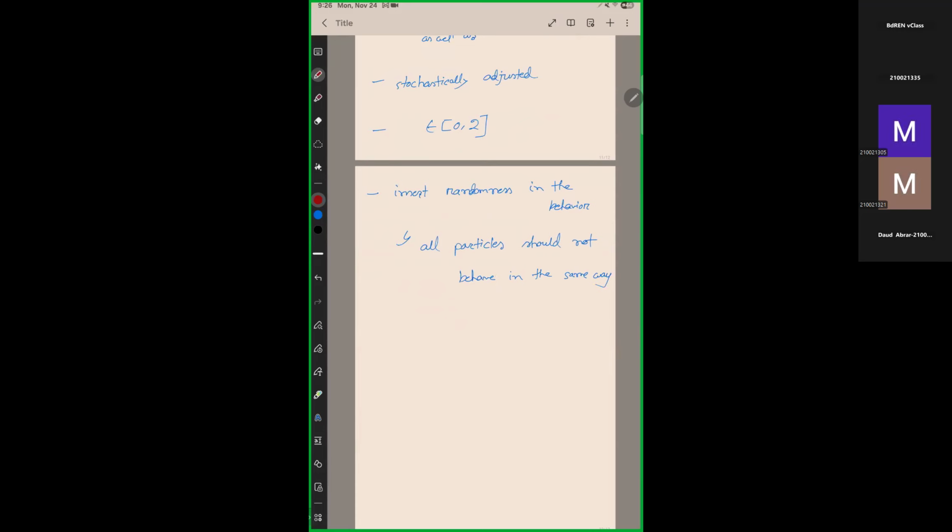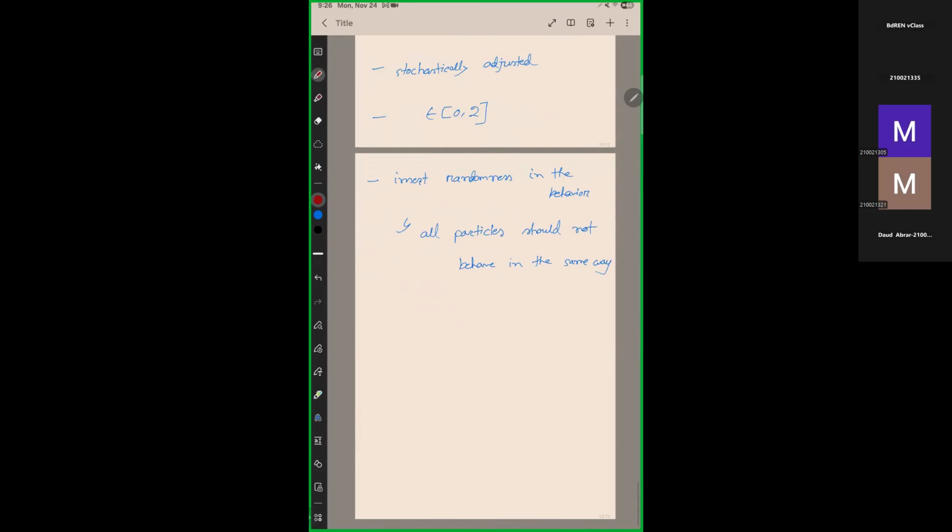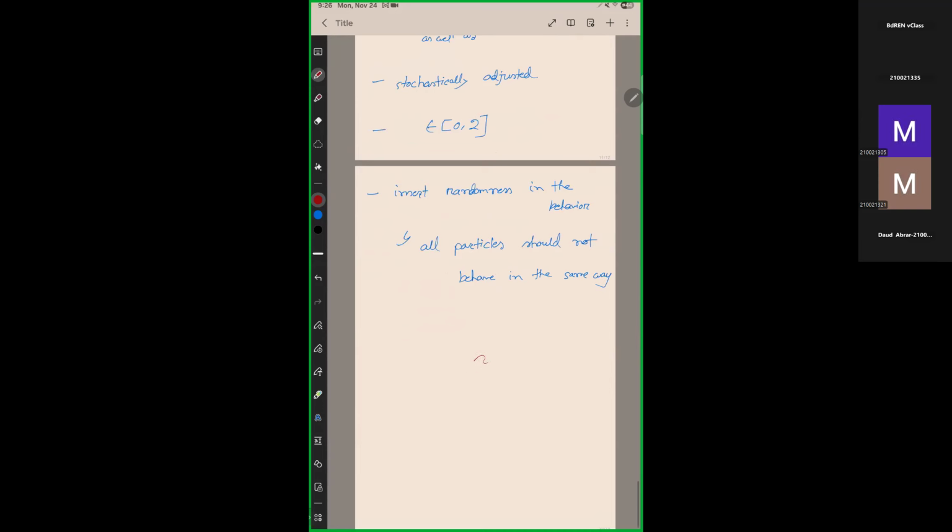To fully understand this, we need C1 and C2 a bit. Wait, let me explain. So let's say you have one particle here in the search space. You have one particle moving in this direction, another particle moving in this direction, another particle moving in this direction. Do you want everyone moving in the same direction? No. You want it to explore a little bit in the other direction.